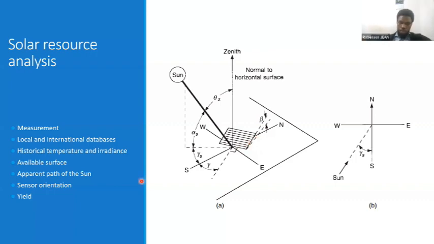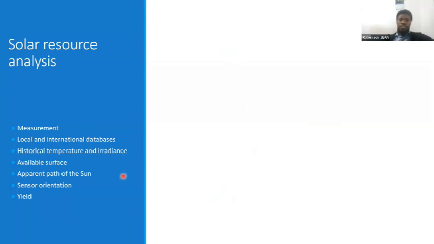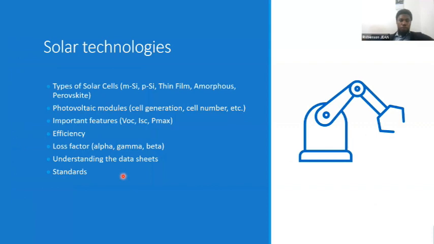So this spatial geometry is very important for someone who is going to involve himself in solar photovoltaic installation. And now we are going to see the solar technologies that are available.